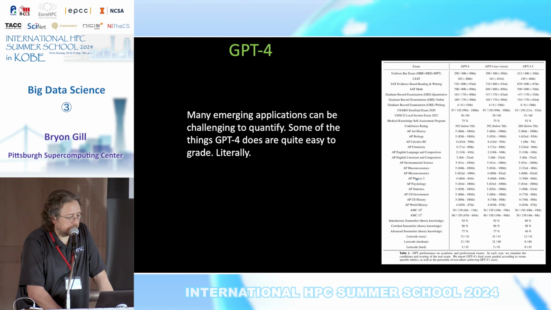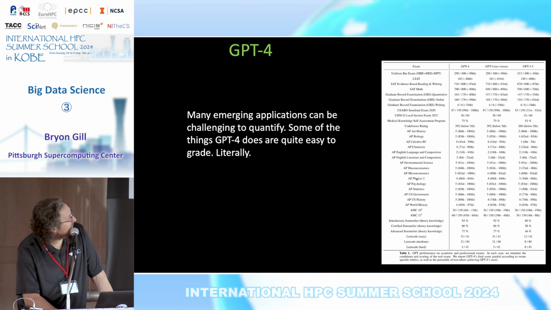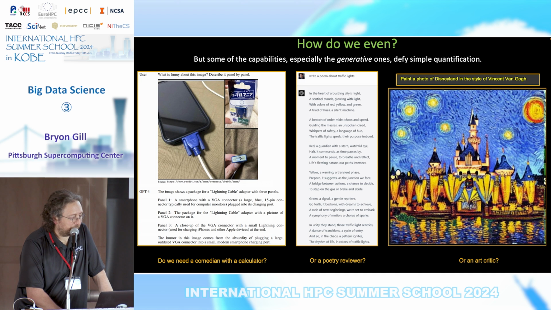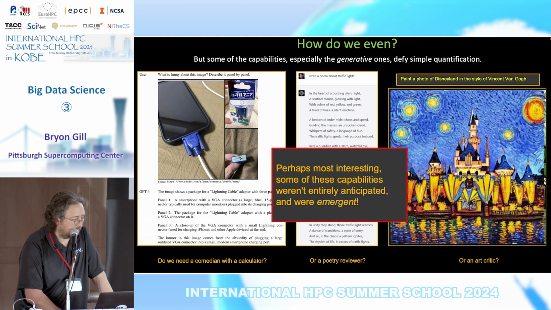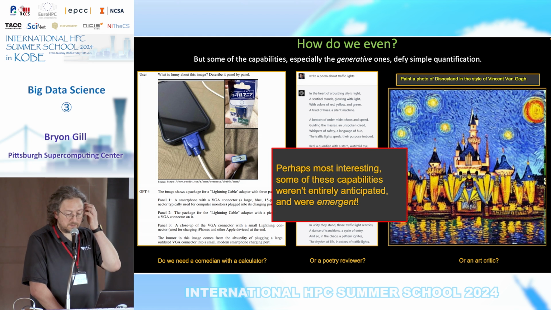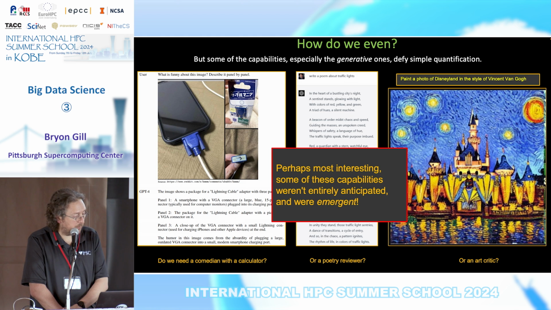Okay, here we see some examples of how this sort of work is working, and GPT-4 is easy to grade, quite literally. It's passing all of these real tests. Okay. Here's some images and output generated by GPT-4 or Stable Diffusion. One of the more interesting things about these is that these were completely emergent capabilities that really weren't expected by the people that were creating it.